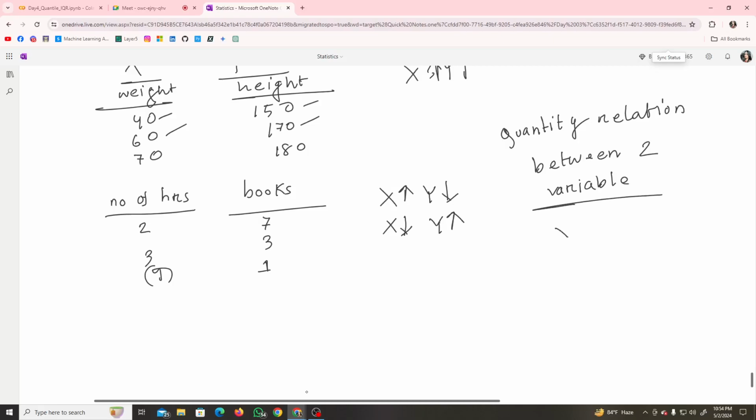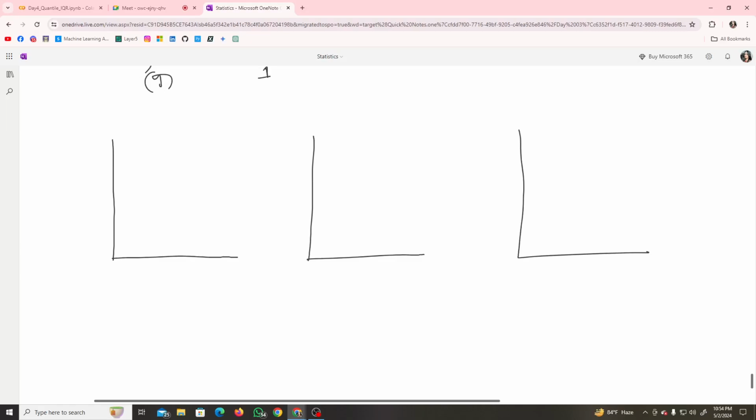In this case, x and y. Let me make you understand by drawing some graph. It will be easy for you to understand. Let's suppose this is x, y. This is your x-axis. This is your y-axis.